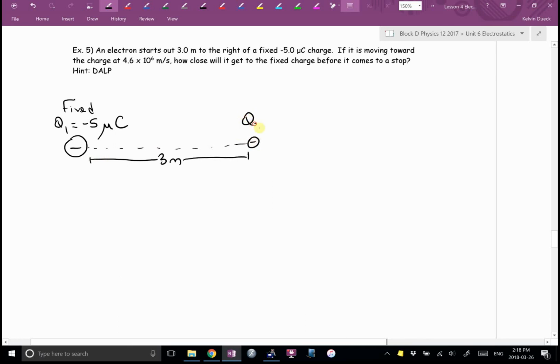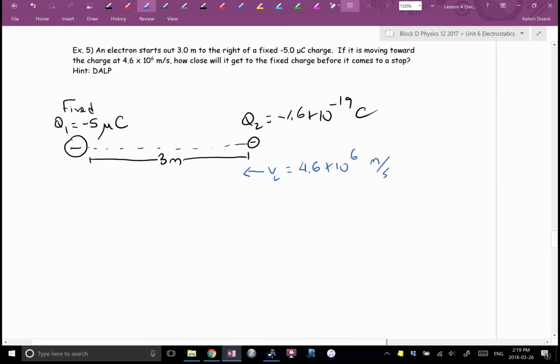So here's charge 2. Oh, how big is charge 2? It's an electron. What is it? Quit giving me kilograms when I say how big is the charge. Okay. And I guess right now it's moving with an initial speed of 4.6 times 10 to the 6 meters per second.